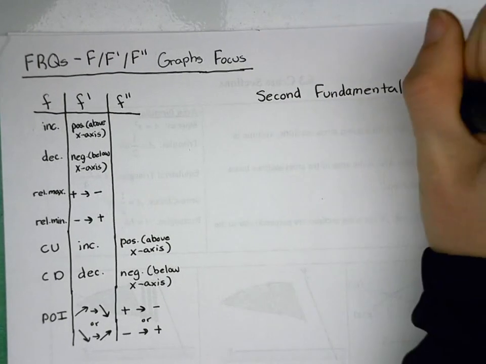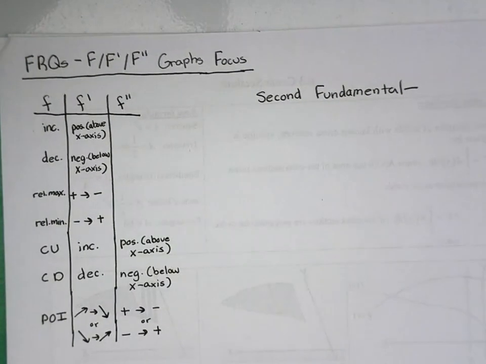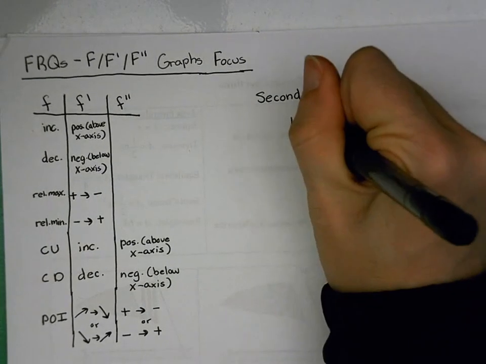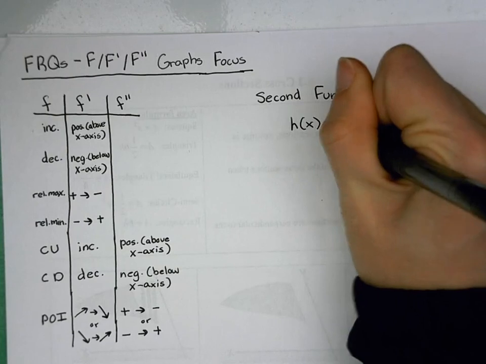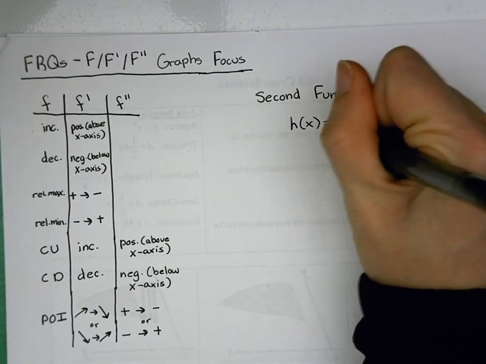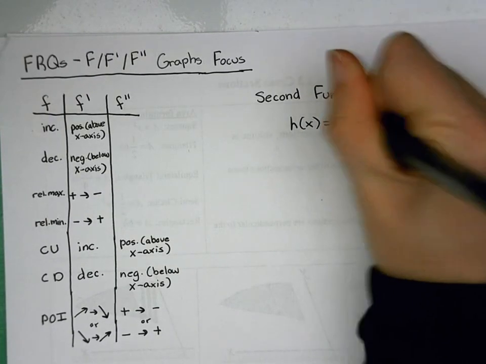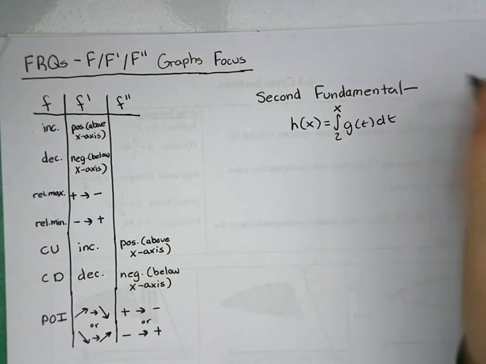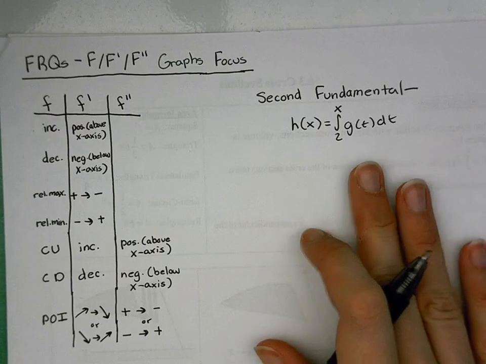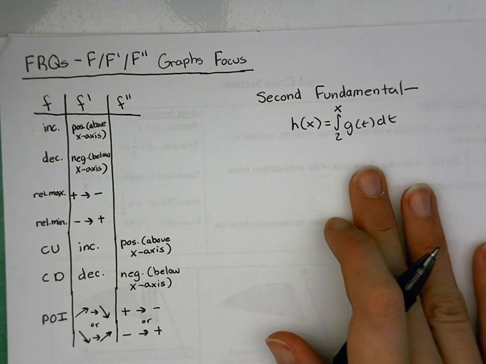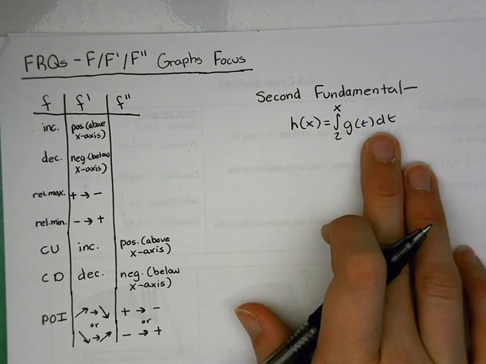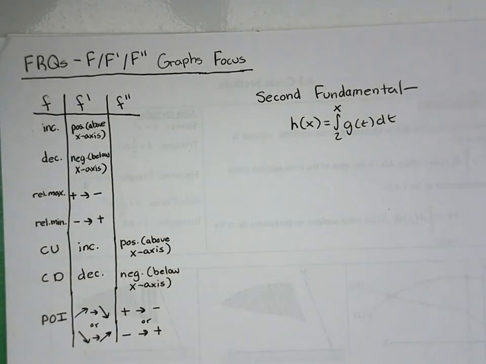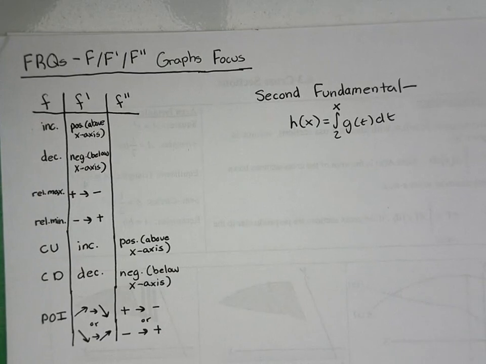Second fundamental. And you will see this when you are given some function, so that function could be anything. H of x equals the integral from, and we'll do, I don't know, 2 to x of g of t dt, something like that, right? So you're given some function, and your graph will be a graph of g, not a graph of h, but a graph of g. Okay, and then you'll be asked, for example, where does f have a relative max? Where is f concave down? Things like that.